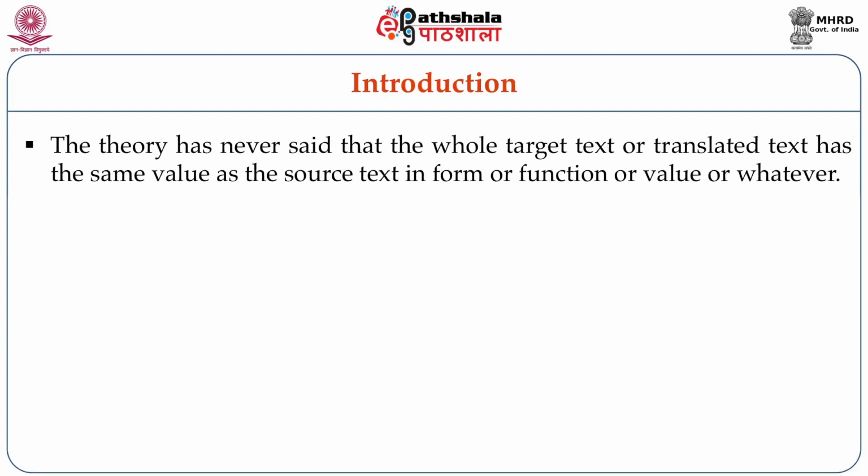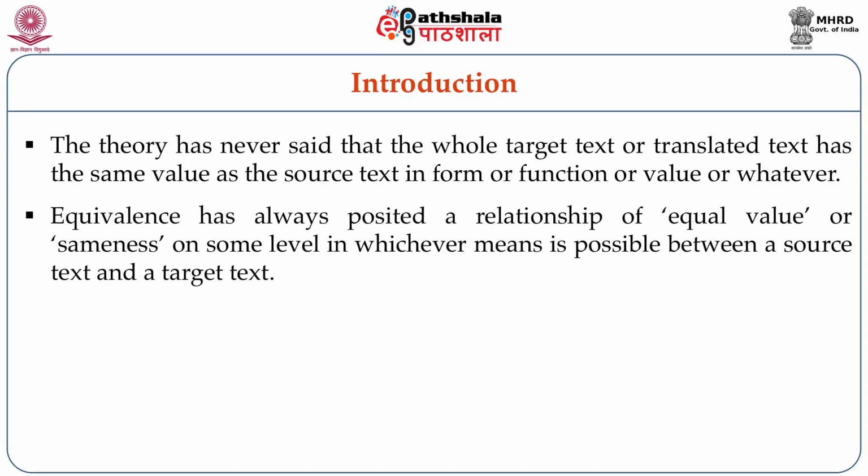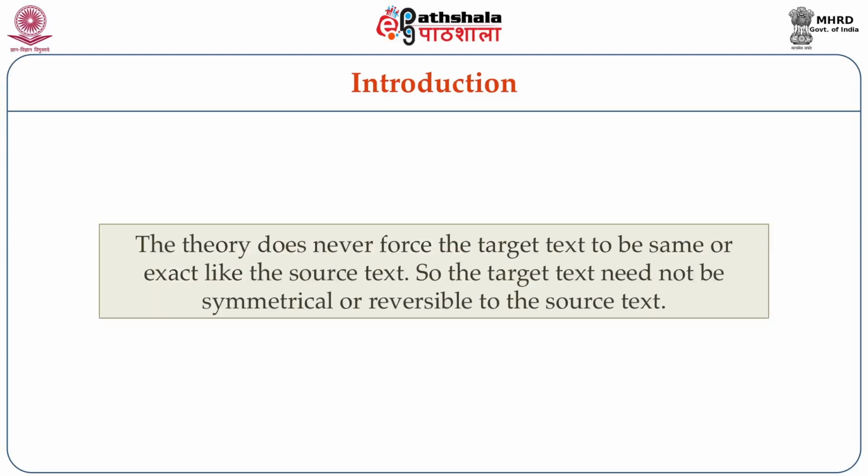The theory has never said that the whole target text or translated text has the same value as the source text in form or function or value or whatever. Equivalence has always posited a relationship of equal value or sameness on some level, by whichever means is possible, between a source text and a target text. The theory never forces the target text to be exactly like the source text. So the target text need not be symmetrical or reversible to the source text.